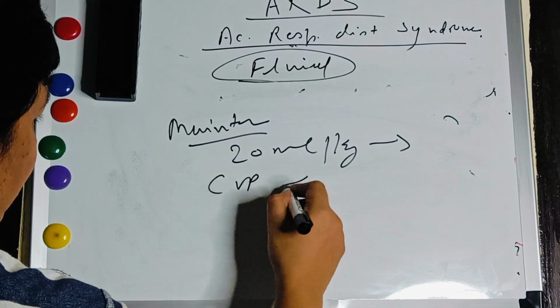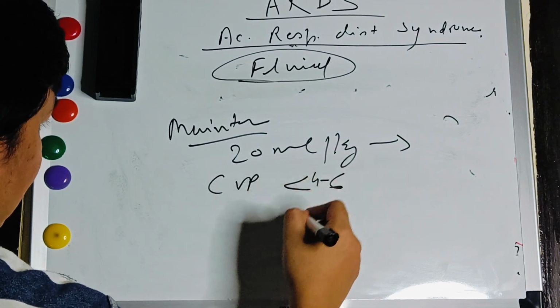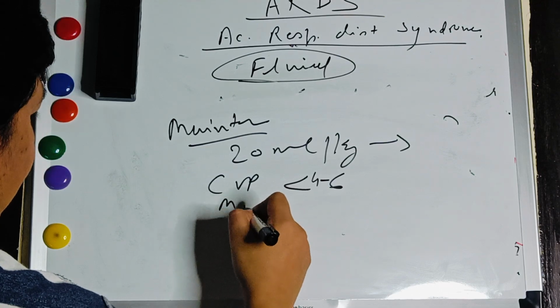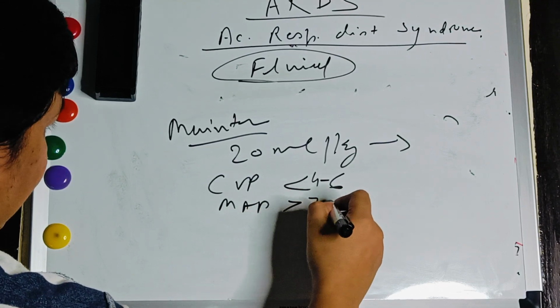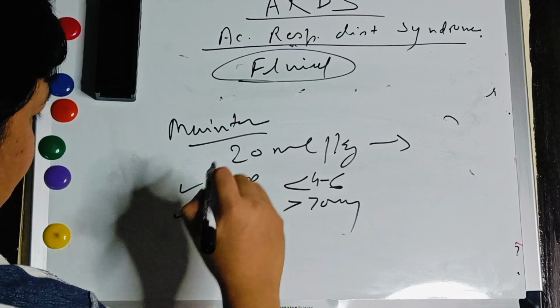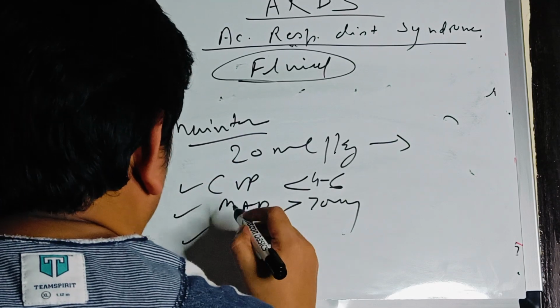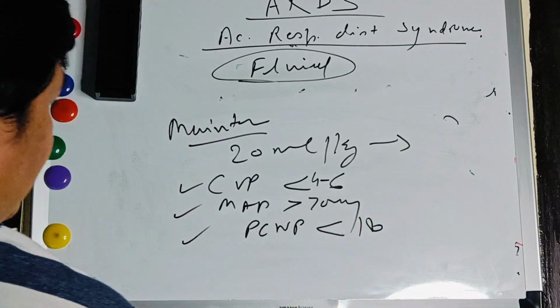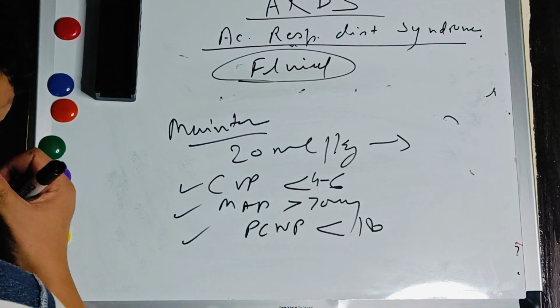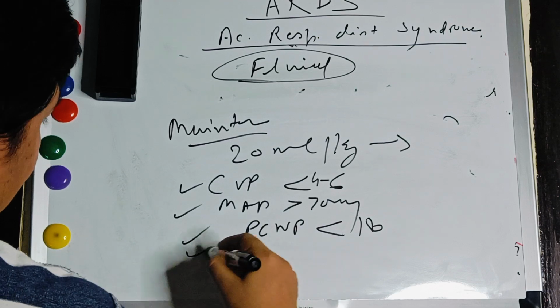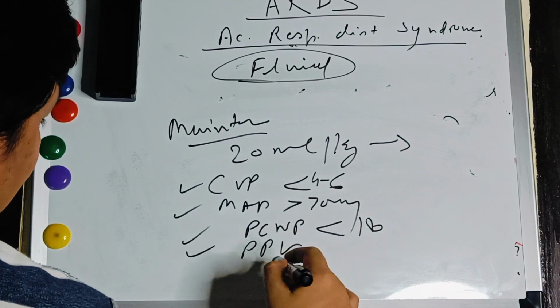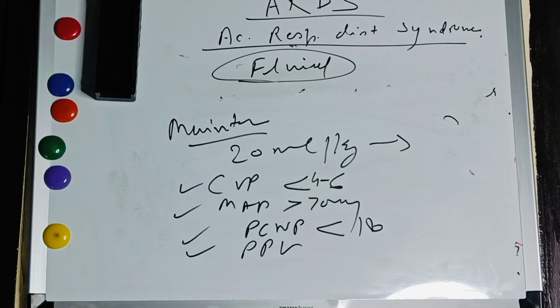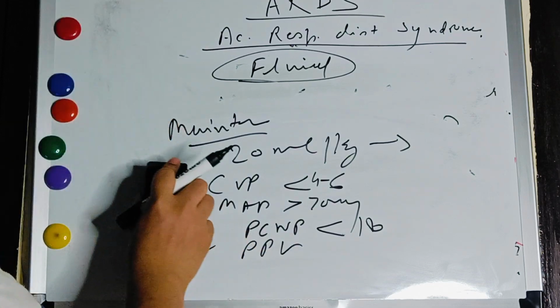Evaluate the CVP; we have to keep the CVP below 4 to 6, maintain the MAP more than 70 mmHg, and if PCWP can be seen, it has to be below 18, and pulse pressure variation and stroke volume variation, if available, have to be kept below 10.